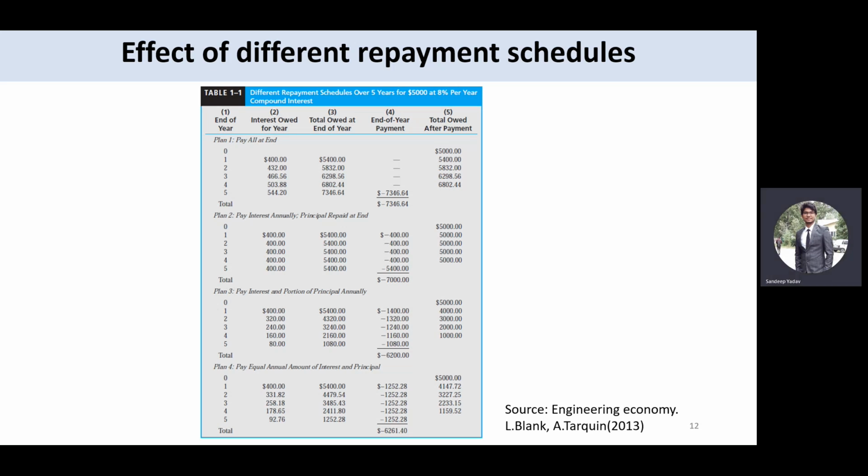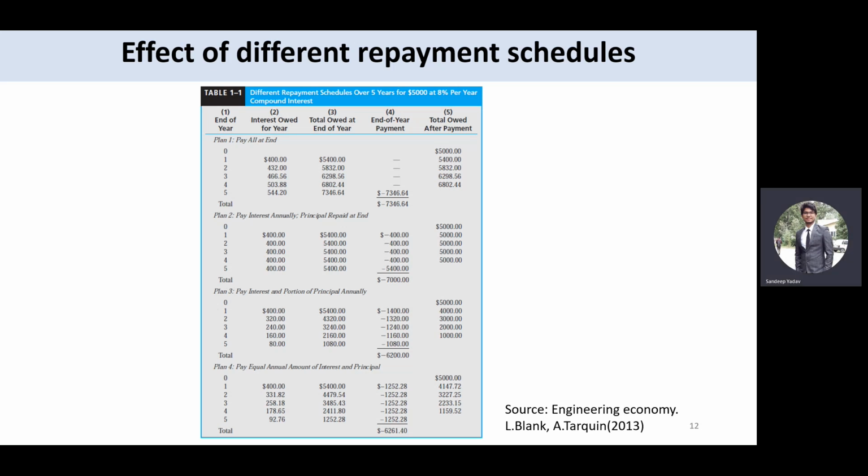So this is the amount you owe if you are paying at the end. Now let's see the other option, paying interest annually. You have to pay interest annually, but the principal you can't pay. Means you are not able to pay the principal, but you can pay at least the interest. That is this. Now you can see the total amount owed at year 0 will be $5,000.